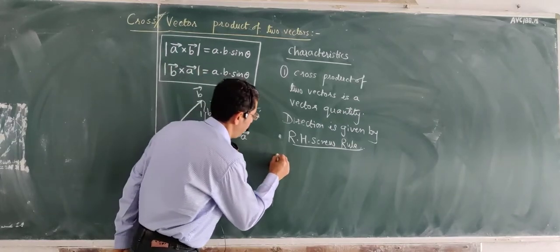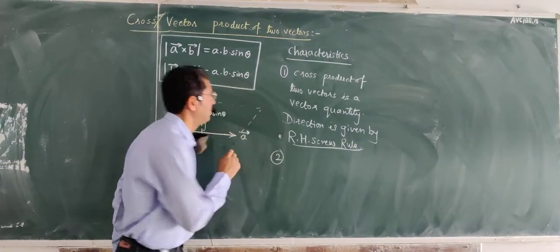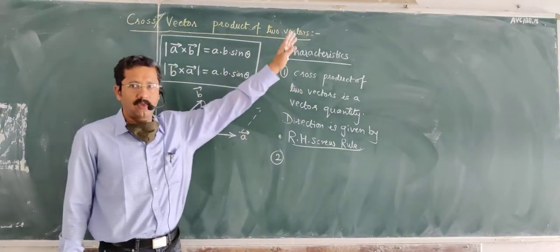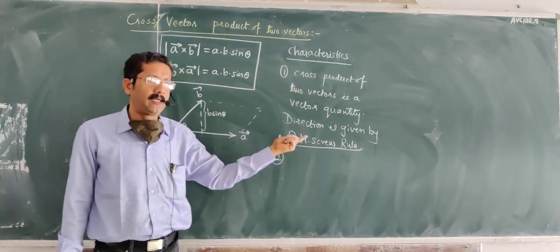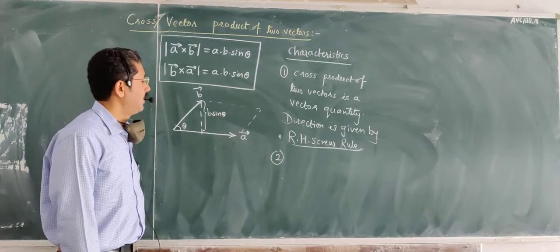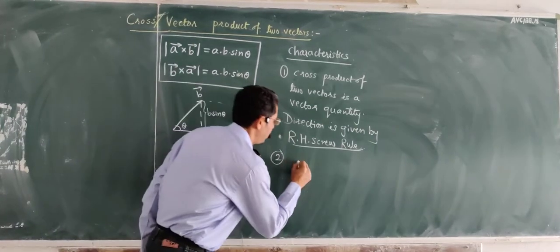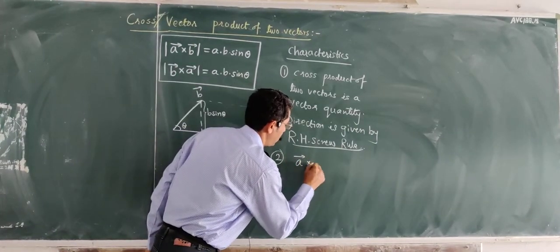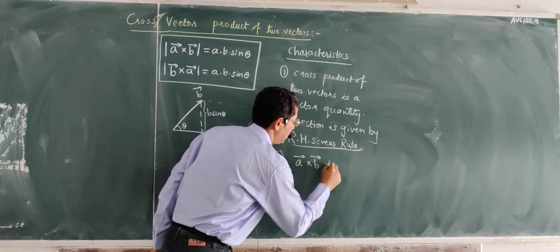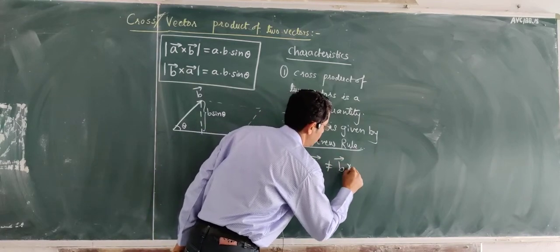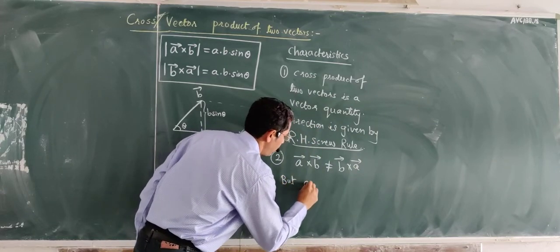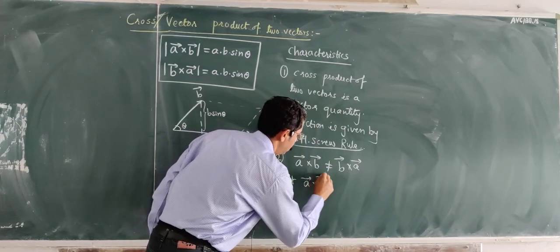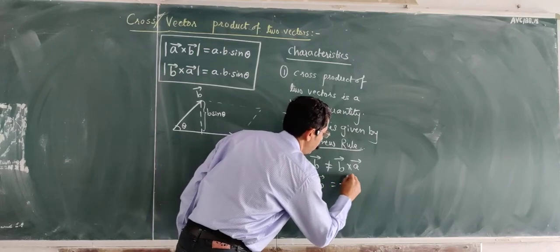The next thing is the second property. Maybe it will be third. In fact, the first one was the definition, the second was that it's a vector quantity whose direction is given by the right hand screw rule. The third is that vector A cross vector B is not equal to vector B cross vector A, but in fact A cross B is equal to minus of B cross A.